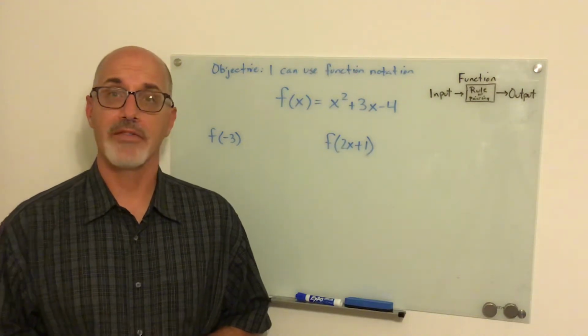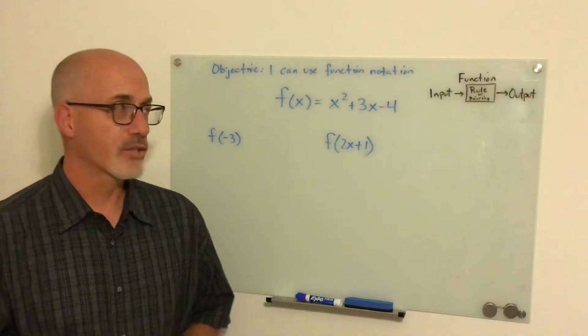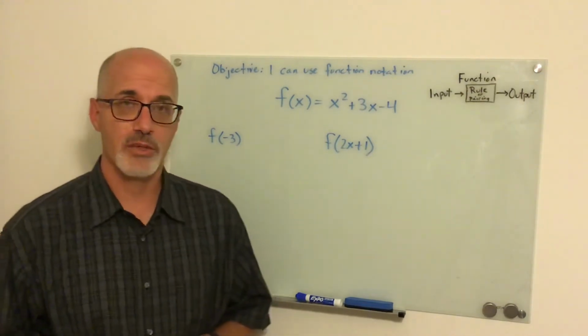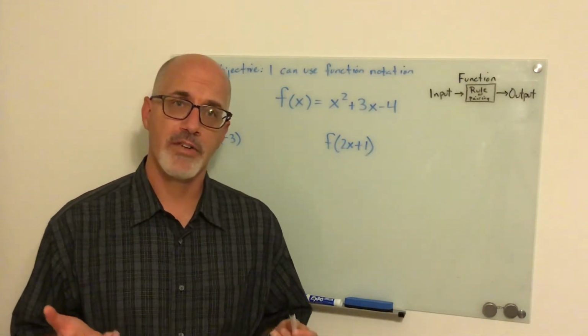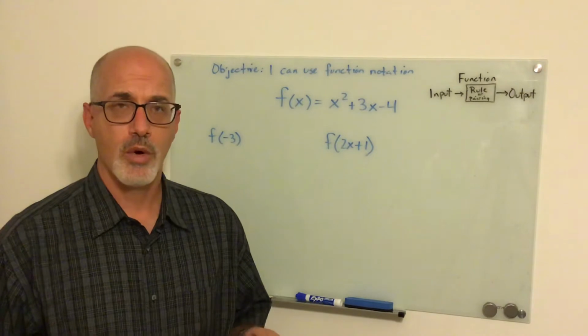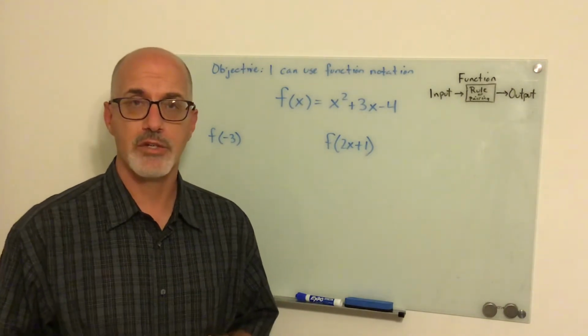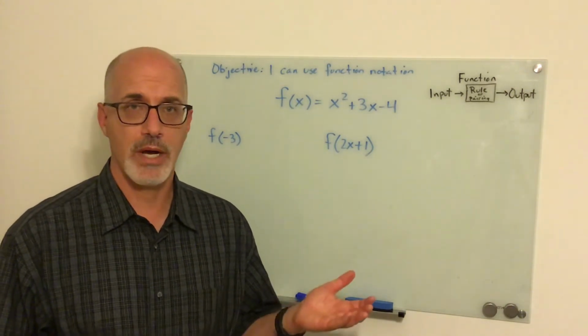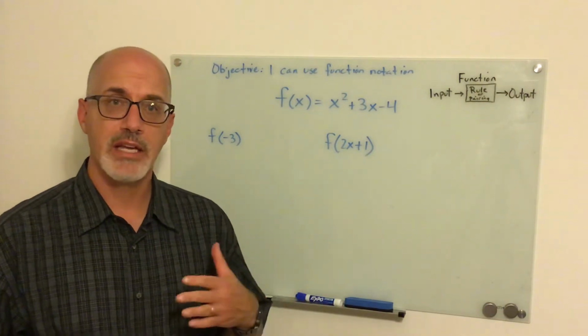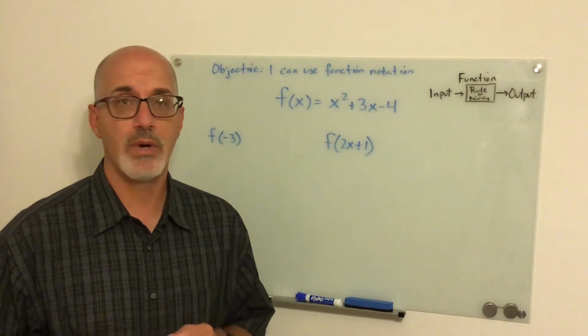This lesson is about function notation. So our objective is that we can use function notation. Just a reminder, a function is a relation where for every x, there's paired with it exactly one y. So you'll never see an x give you two different y's.